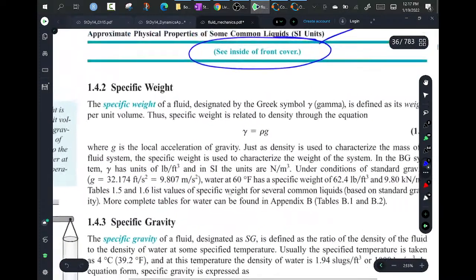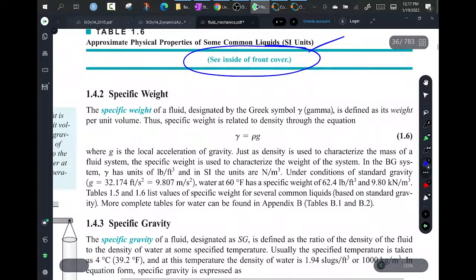So the specific weight. Okay, now this is something new. You have specific volume, but it is not used here. You have density that is used here, and then you have something new called specific weight, and then you've got something called specific gravity.